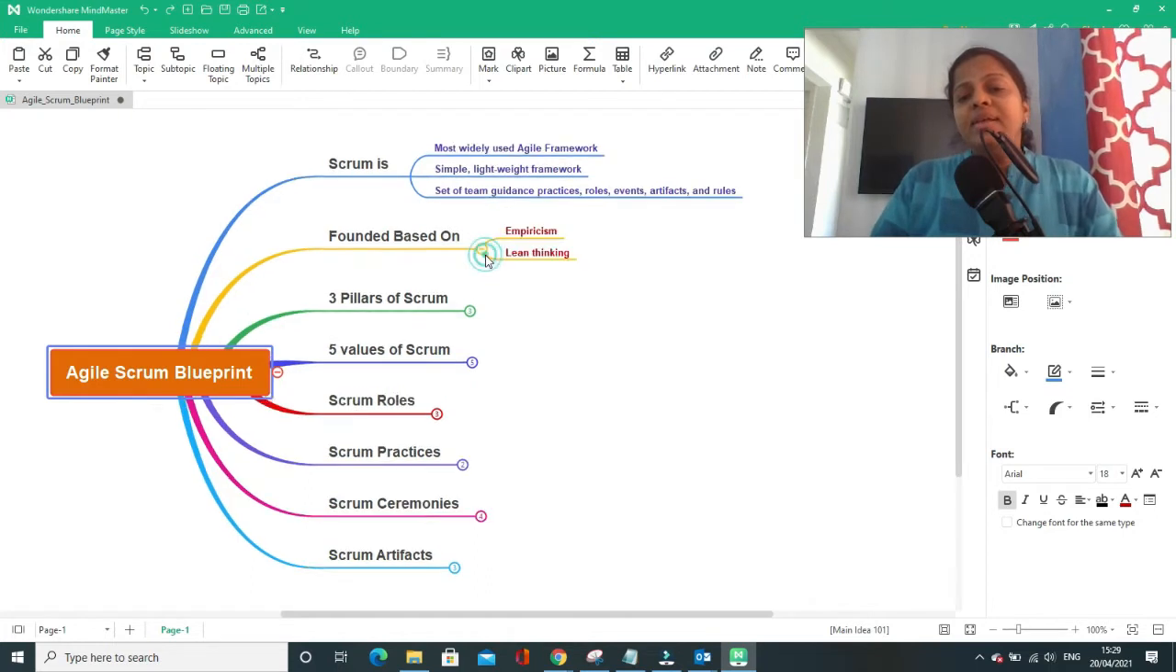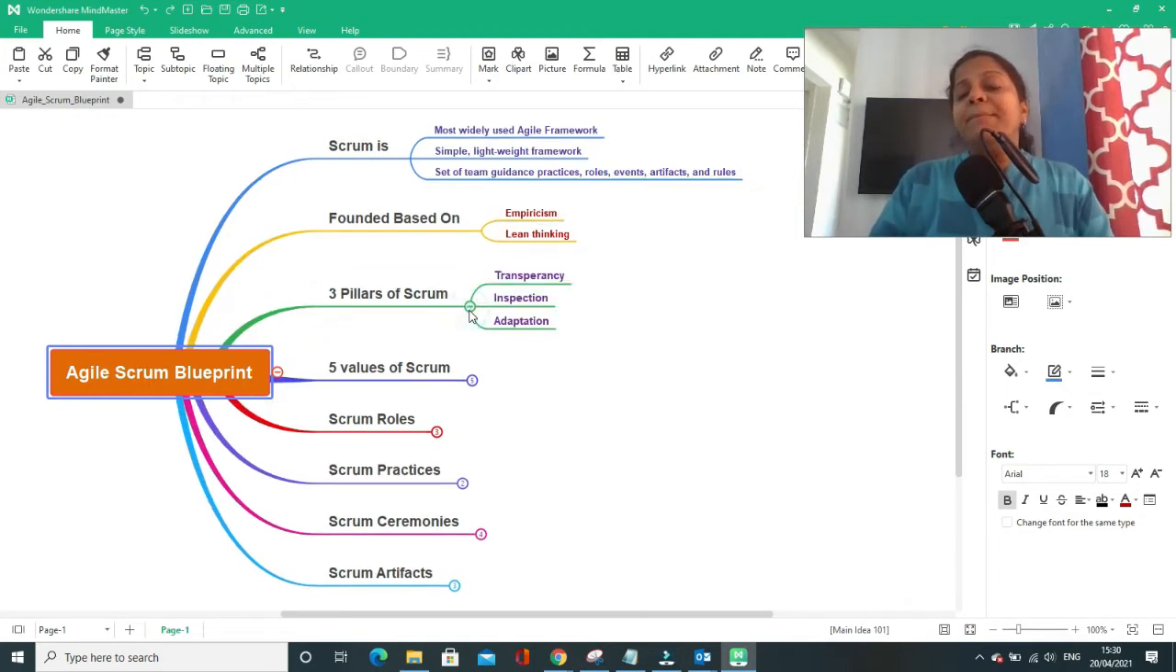And Scrum is founded on empiricism and lean thinking. Empiricism means that even at a late stage in the development, you can incorporate changes. You will not say no to the changes. You will inspect and adapt, and you will keep on accepting the changes and building those changes into the product, and you will never say no to the customer. And lean thinking means you will increase the efficiency of your teamwork as much as possible. So these are the two factors on which Scrum is based.